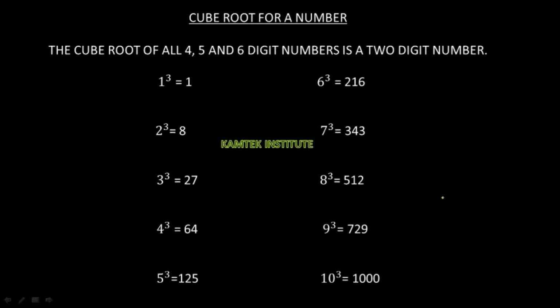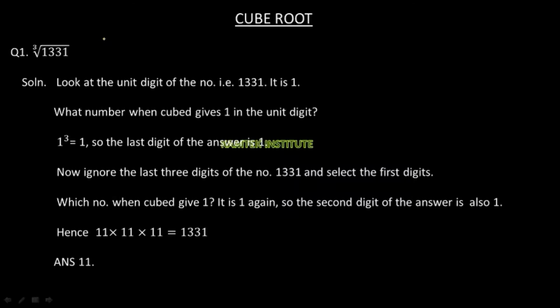So we start now. We come to question number 1. We have to find the cube root of the number 1331. Very simple, you'll be able to solve it within a few seconds. Just focus on the unit digit of this number and try to recollect the cube table we just refreshed ourselves with. What is a number which when cubed gives 1 in the unit digit? That is 1 cube. What is 1 cube? 1 cube is 1. So that means 1 is the unit digit of the answer we are looking for.